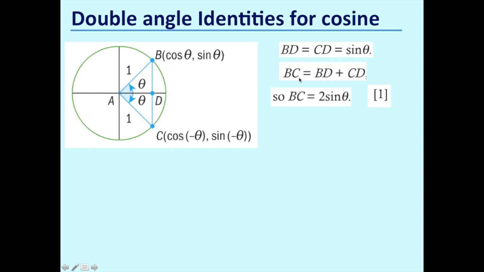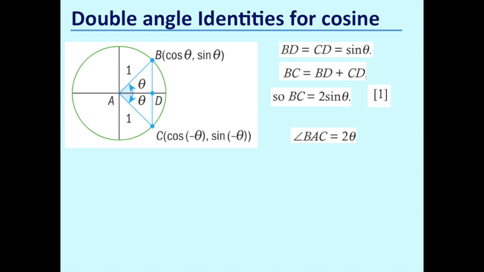So we know that BC equals BD plus CD, and we've said that BD is sine theta and CD is sine theta, so sine theta plus sine theta is going to give us 2 sine theta. So we've got one equation here for BC which gives us 2 sine theta. We're now going to have a look at another equation for BC.